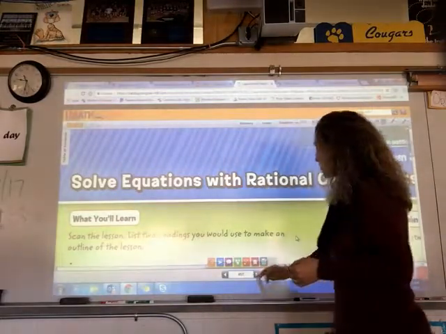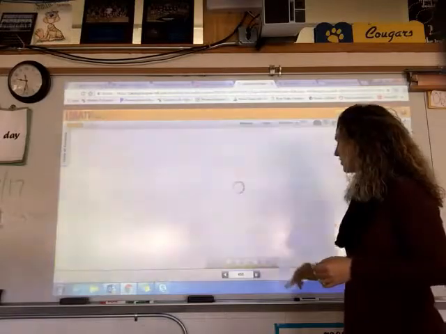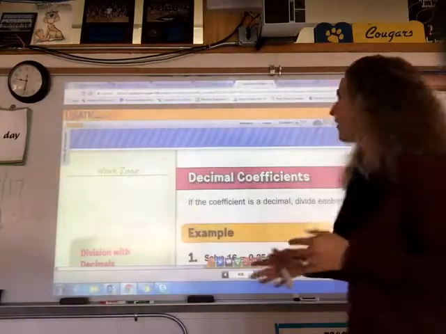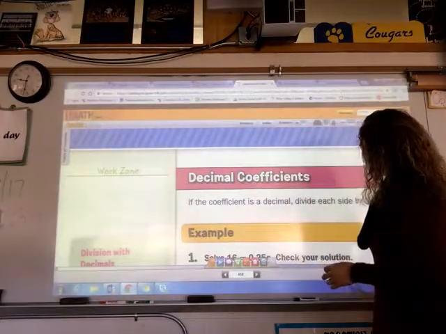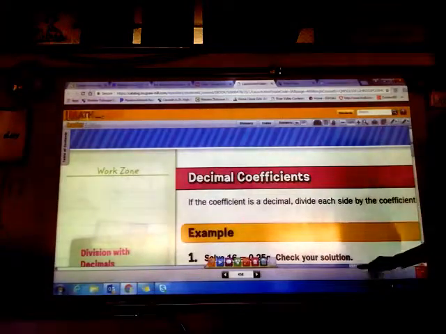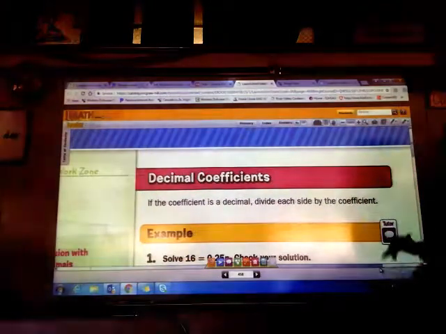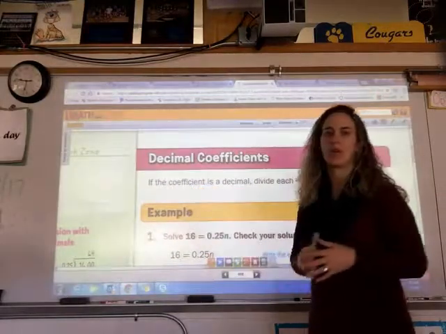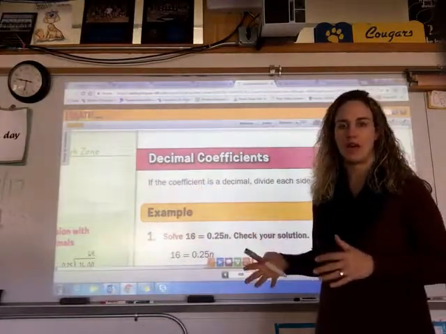Leading up to this lesson, we have been working on whole numbers as our coefficients, and so today we're going to primarily focus on decimals or fractions. We're going to go ahead and first start off with the decimal coefficients, practicing with them. So keep in mind that coefficient is the number that's ahead of your variable.